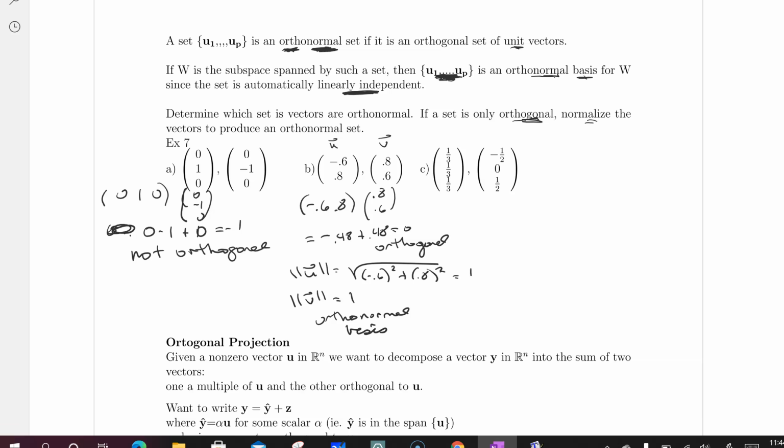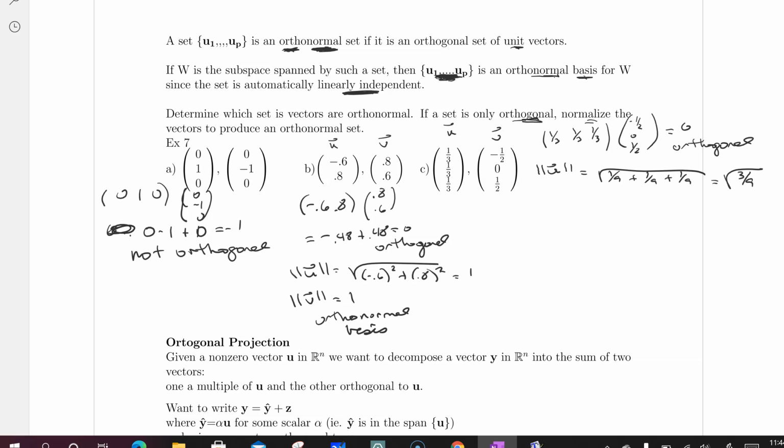Okay, so let's do this. If I do the dot product of 1/3, 1/3, 1/3 and -1/2, 0, 1/2, that gives me 0. So they are, in fact, orthogonal. Now let's call this u and this one v, and find the length of u. The length of u will be 1/9 plus 1/9 plus 1/9, so the square root of 3/9, or root 3 over 3, or let me just rewrite it as 1 over root 3.